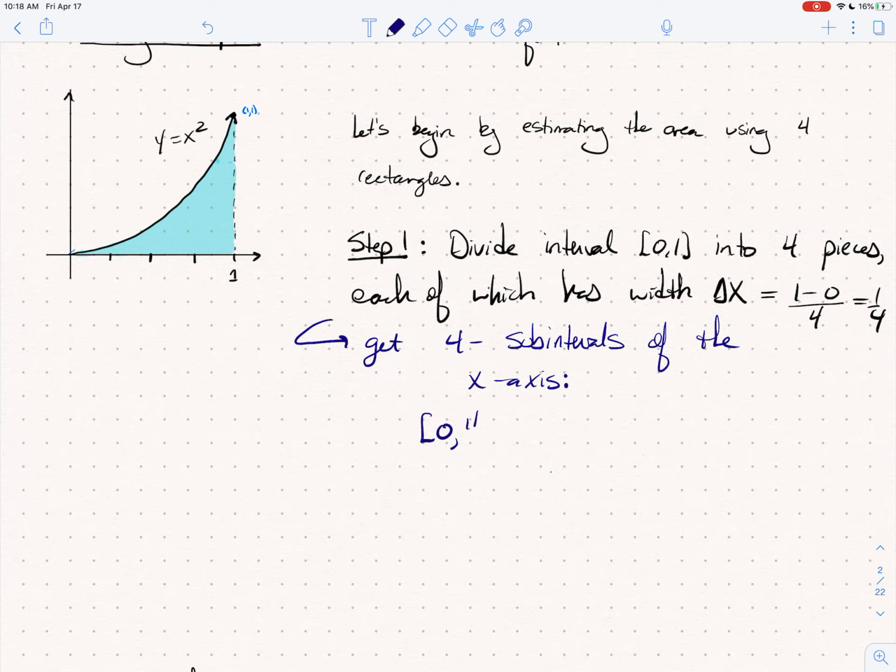What are they? You start and you go from 0 out to 1/4. That's this one right here. Then the next subinterval goes from 1/4, you go out another 1/4 of a unit and you get to 1/2. And that's this one. Instead of writing 1/2 though, I am going to write it as 2/4. This is one situation where we really don't want to simplify too much. We want to be able to see the pattern. So we're going to go from 2/4 to 3/4, and then our last interval goes from 3/4 to 1. So when you break up the x-axis into 4 pieces, you get 4 subintervals.